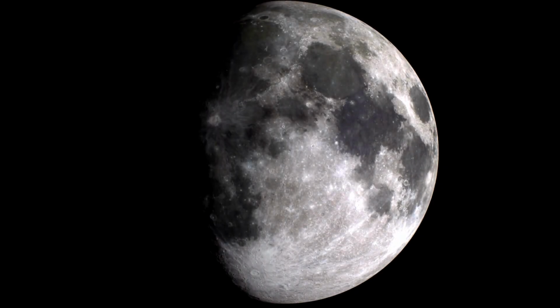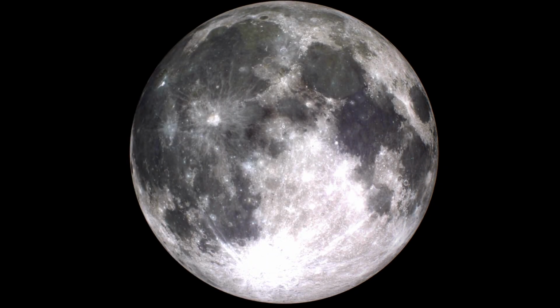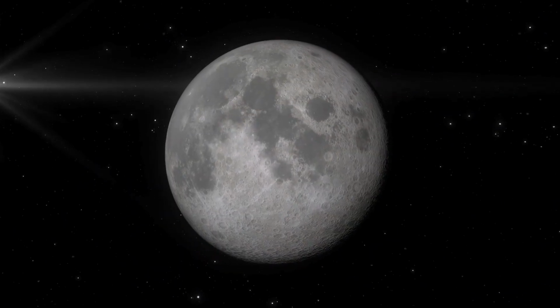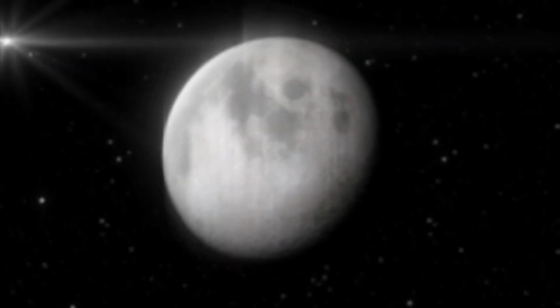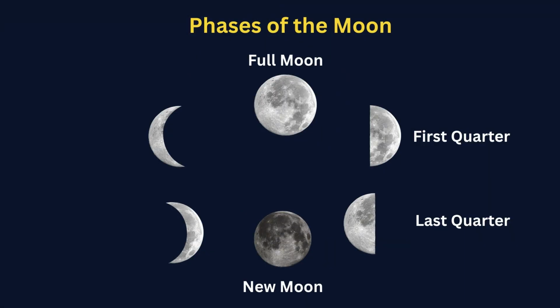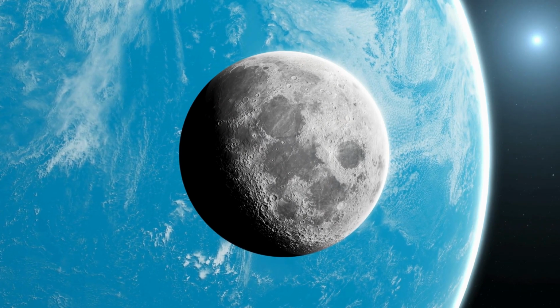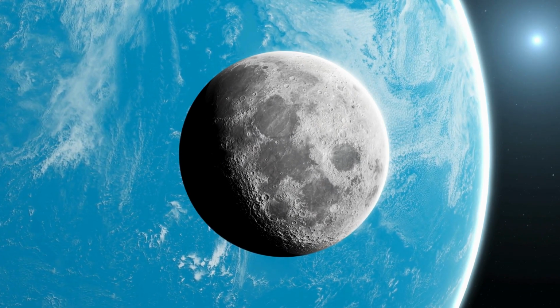The moon. Sometimes the moon is full and bright. Other times it's just a thin crescent. These changes are called the phases of the moon. The moon doesn't make its own light. It reflects sunlight. As it moves around Earth, we see different parts lit up. There are 8 main phases. They include new moon, first quarter, full moon, and last quarter. It takes about 29 days to go through them all. Look up at the sky every night and you'll see the moon changing, like a cosmic calendar in the sky.